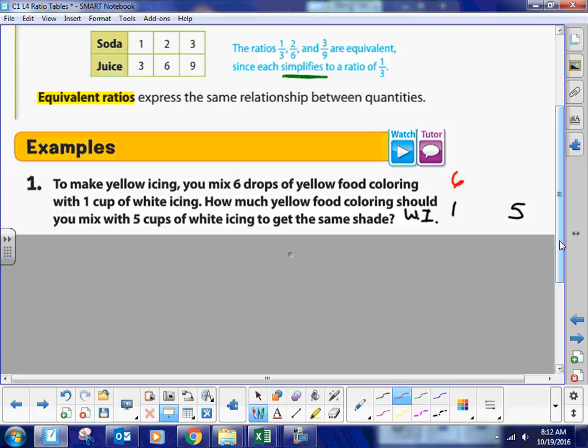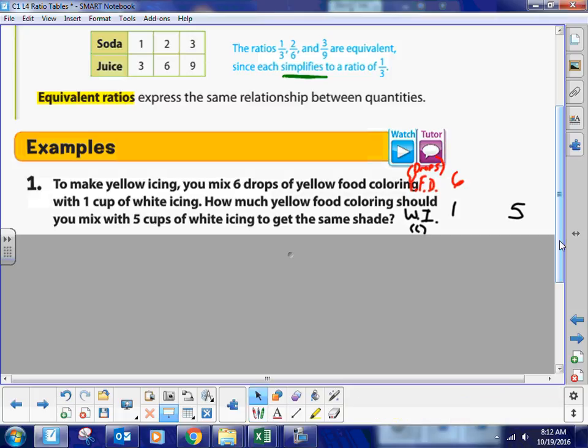This is yellow food dye in drops, right? This one's in cups. You should label this stuff properly so that you know what you're looking at. This is in drops. Something unusual, I know, but it does happen.